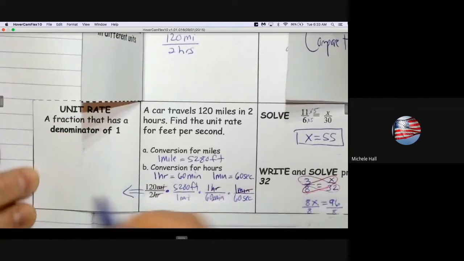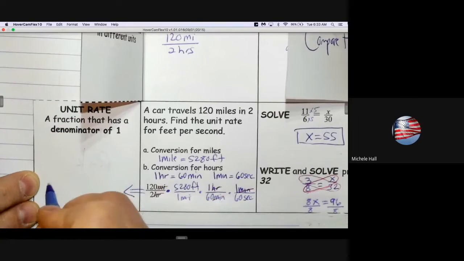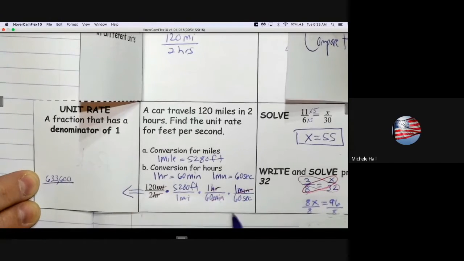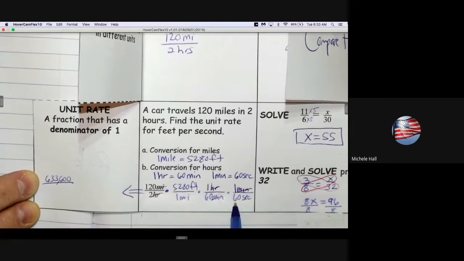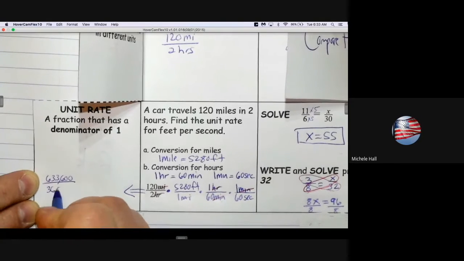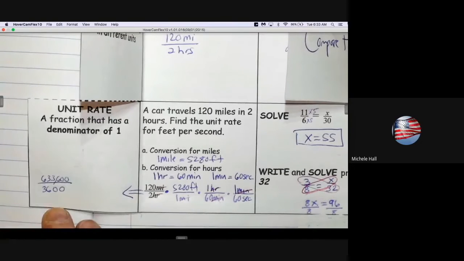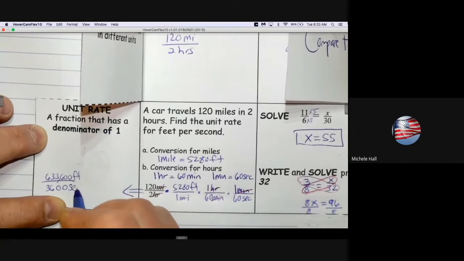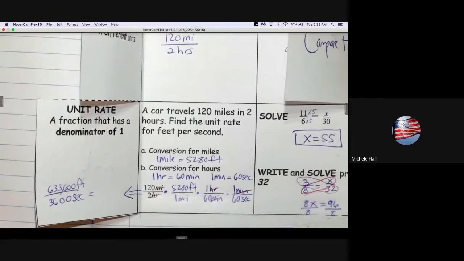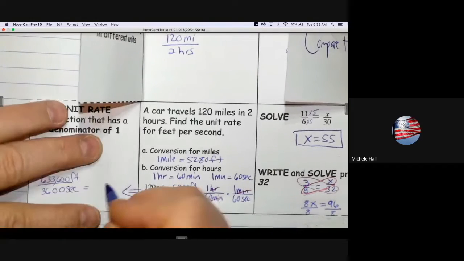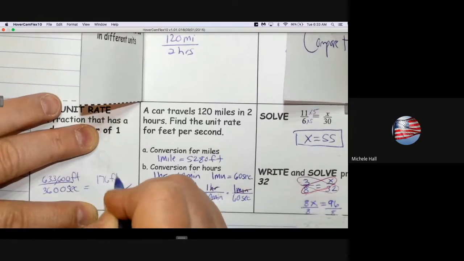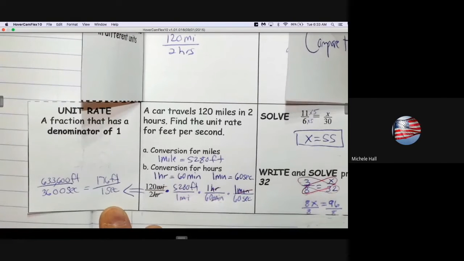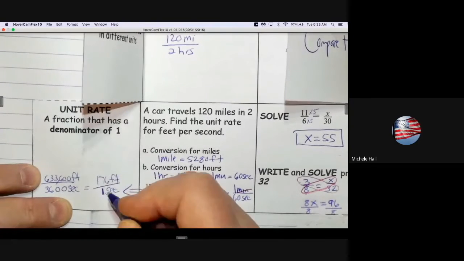All right. That would be 633,600 divided by 60 times 60. 6 times 6 is 36 with 2 zeros. And now I am ready to divide this out. So this would be feet per second. That gives us 176 feet per 1 second. That would be a unit rate with a 1 in the denominator.